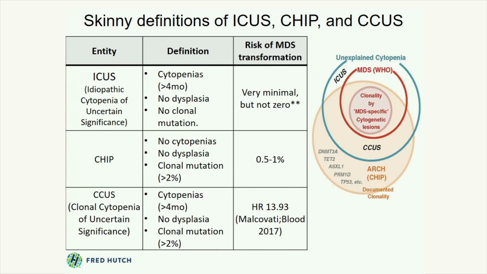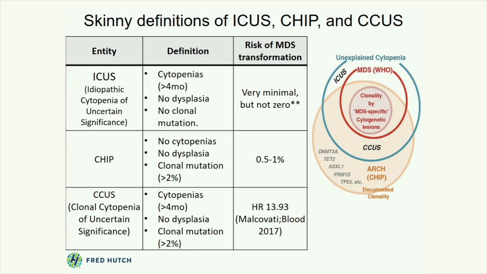So to summarize this very first section of my talk, the skinny definition of what ICUS, CHIP, and CCUS would be. ICUS is idiopathic cytopenia of uncertain significance. These patients would have cytopenias lasting greater than 4 months with no dysplasias, no clonal mutations. Now, in these patients, their risk of MDS transformation is minimal, but it is not zero, and that is important for us to recognize.